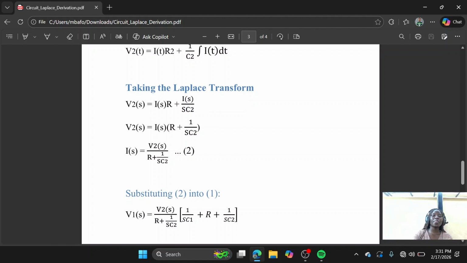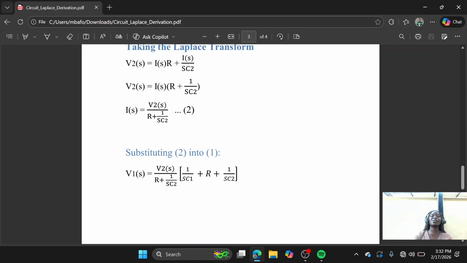All we did in the second line, V2(s) equal to I(s) R plus I(s) all over sC2, is just a simplification of what we did up there. So we come down to equation 2, which is I(s) is equal to V2(s) all over R plus 1 over sC2. Now we substitute equation 2 into equation 1. I believe this one is basic maths. Once you get here, you should be able to do it.